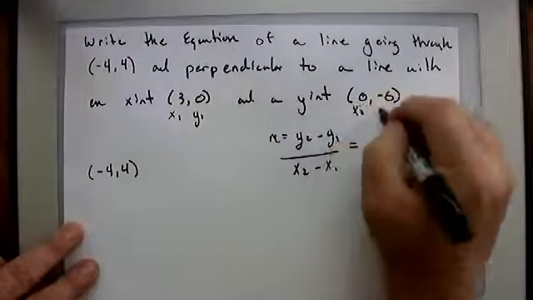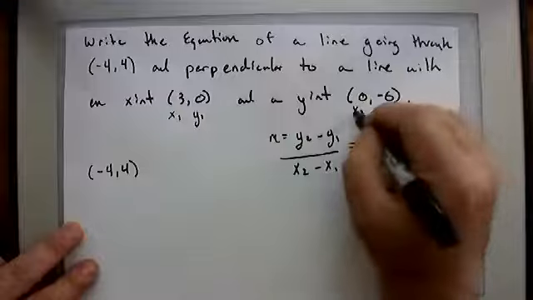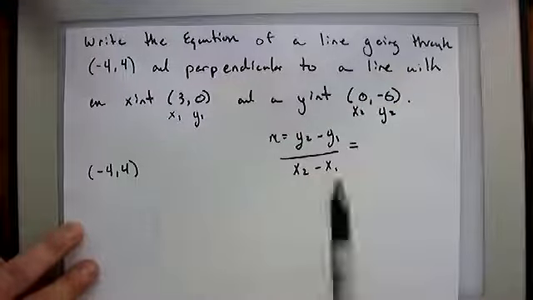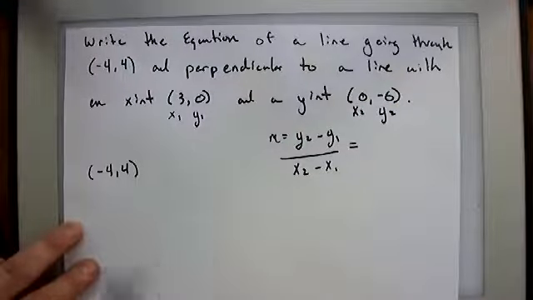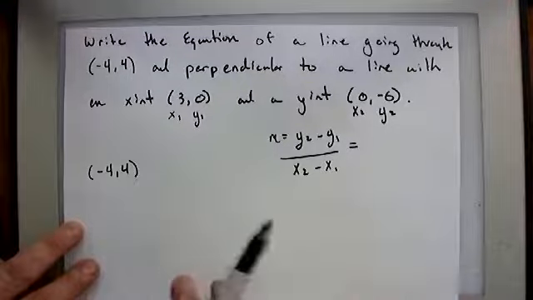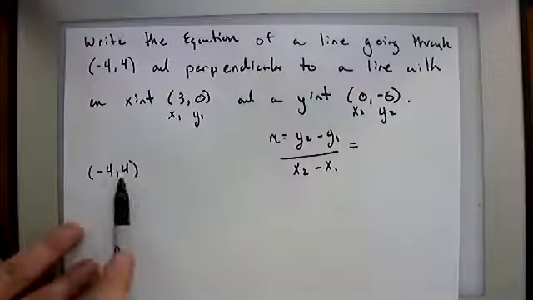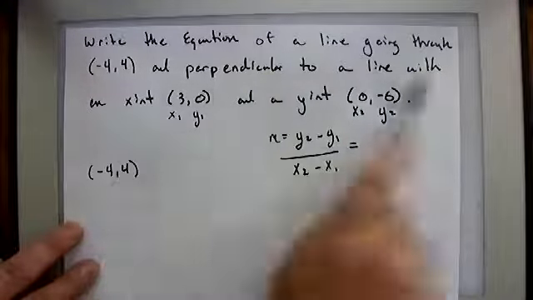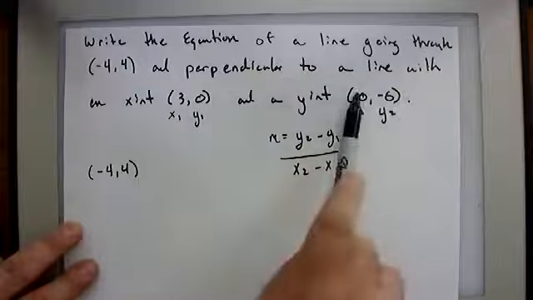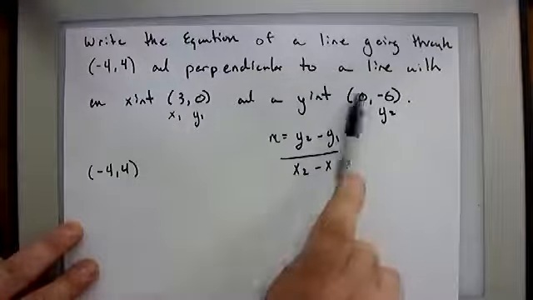Now, be careful. We should say one clarifying remark here before we begin. Make sure you understand the difference between what is yours and what is the line you are comparing to. So what is yours and what is theirs? Write an equation of a line going through this point. So your point is this. You're perpendicular to the rest of this. So all of this here, these are not your points.